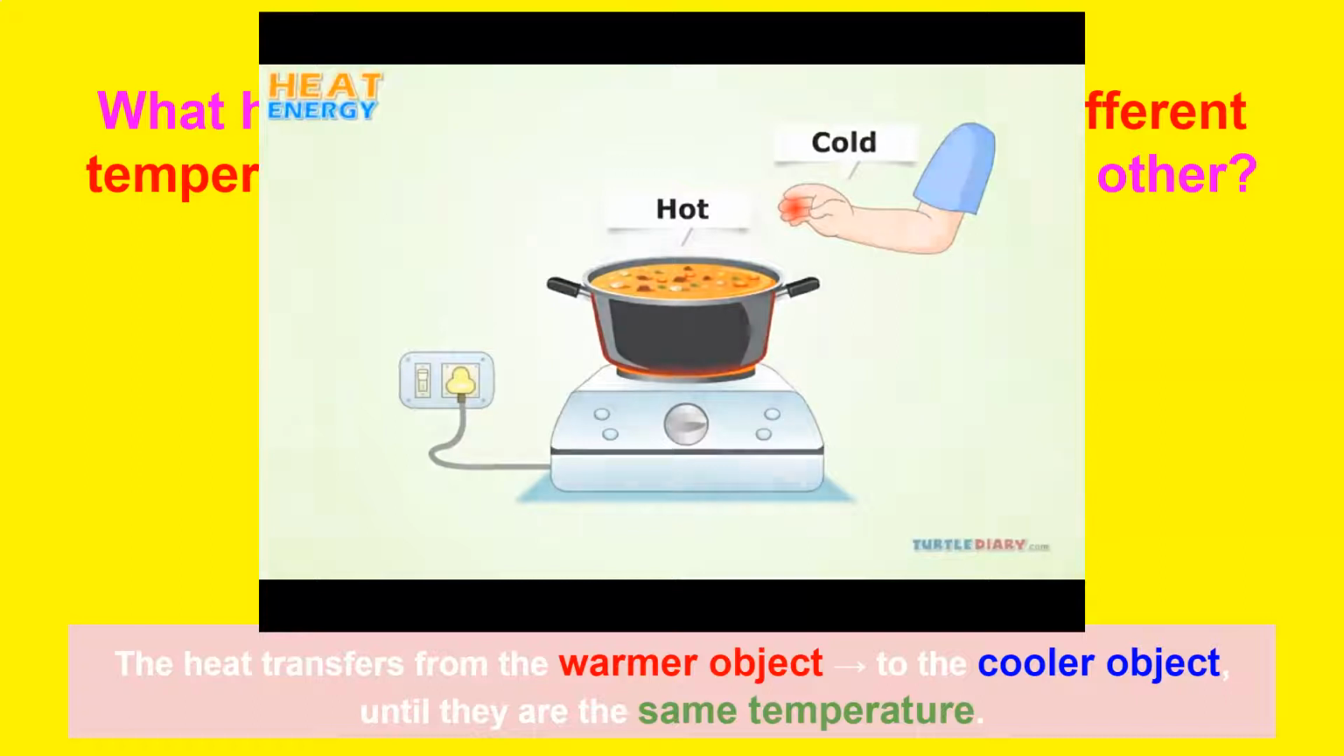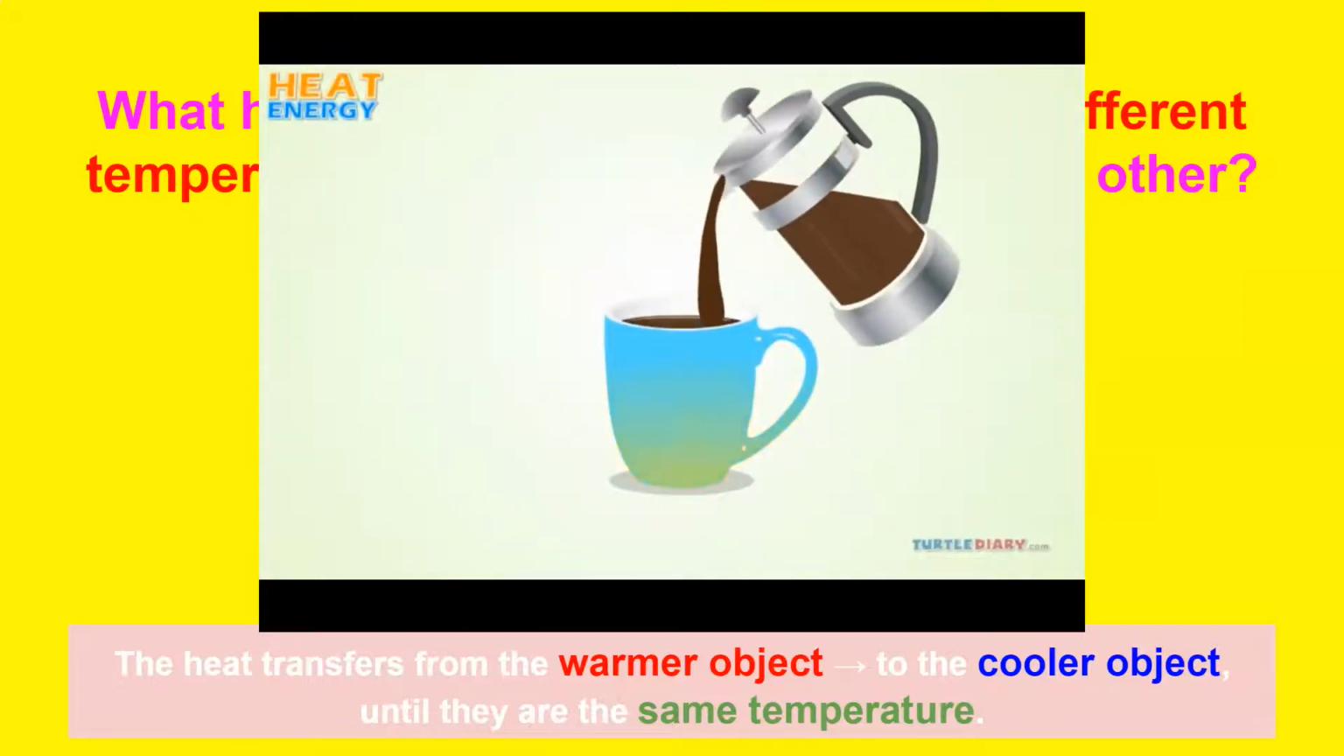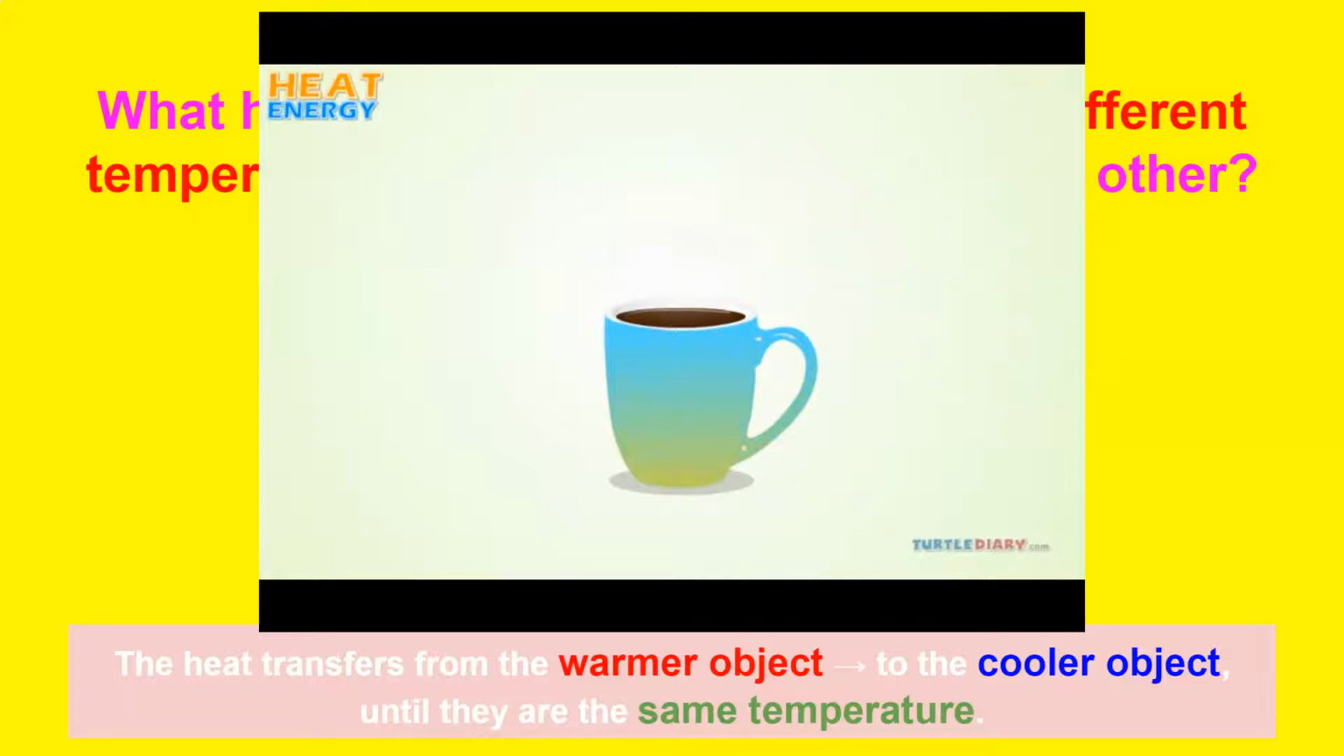Think about what happens to a mug of coffee when you pour hot coffee into it. The mug felt cool at first, but then felt hotter as you poured the hot coffee into it. The hot coffee transferred its heat energy to the mug, which was cooler.